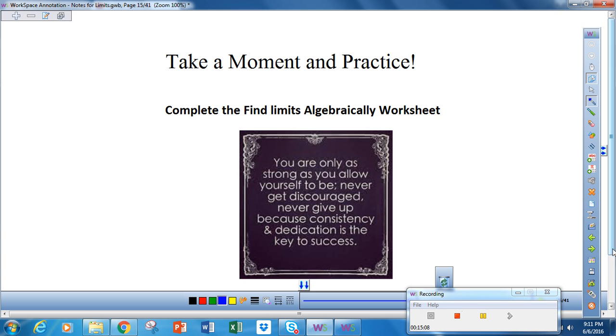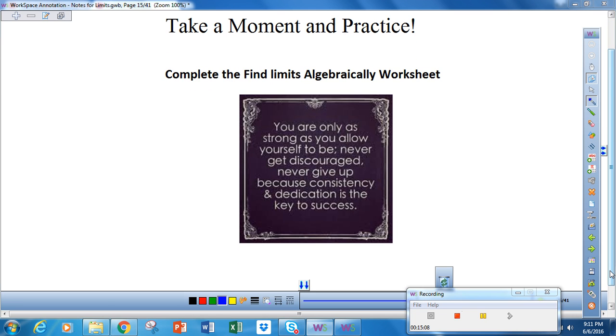Okay, so I want you to take a moment and practice this. You want to pause this, and you want to complete the Find Limits algebraically worksheet. And when you are done with that, you can come back to the video, and we're going to just finish up. We're going to do the properties of limits. That's a very short section.